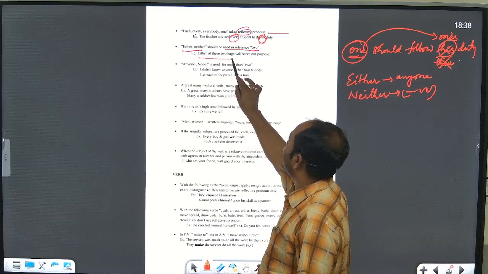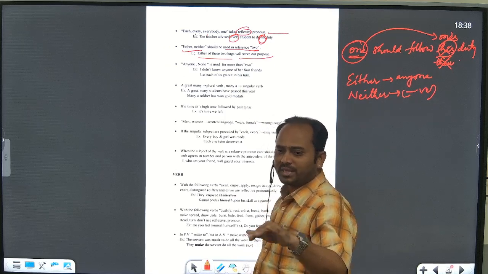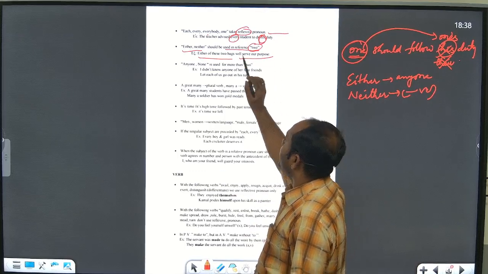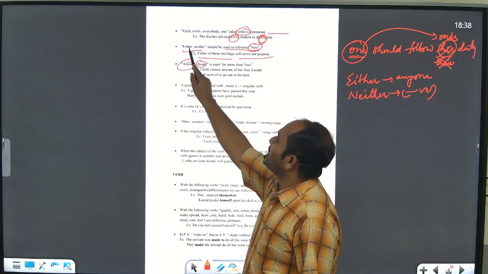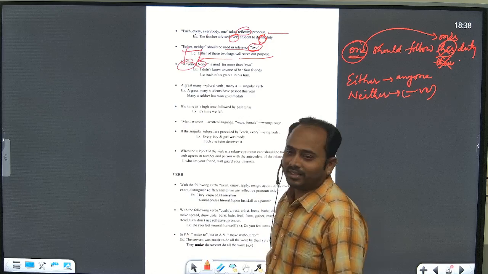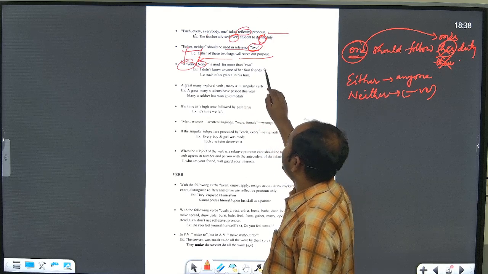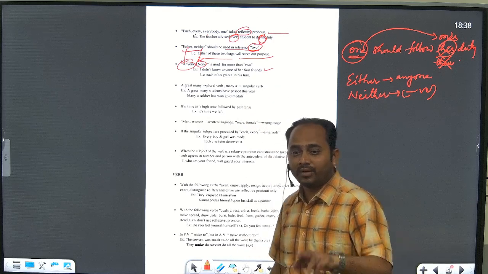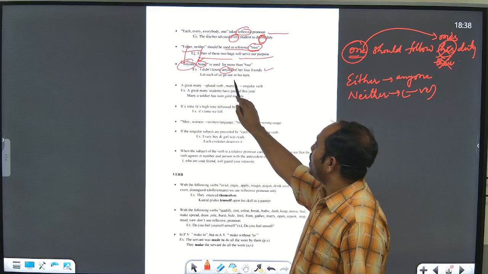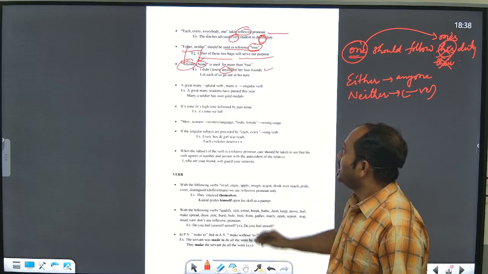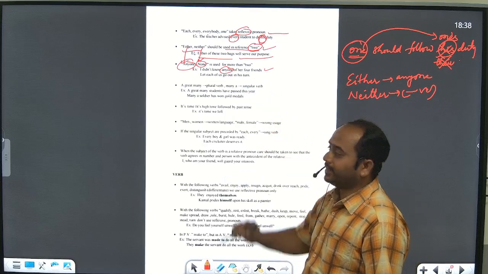Either of the two bags will serve our purpose. Two. Either and neither always maximum mentioned with two only. But more than two, if you wanted to mention anyone, no one. In place of either, anyone. In place of neither, no one or none. So I don't know any one of her 4 friends. Anyone, indicating a positive sense. Let's each of us go out in his turn. So only two means either, neither. More than two means anyone and none.